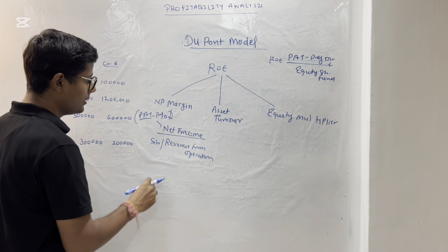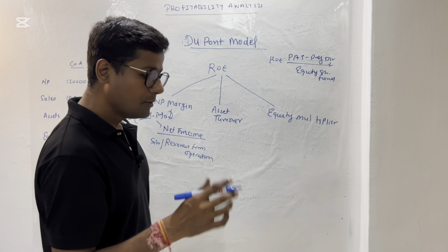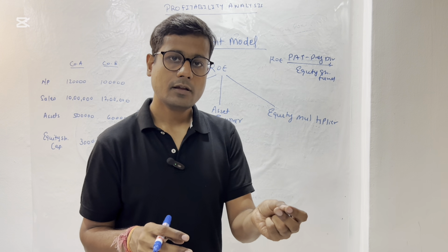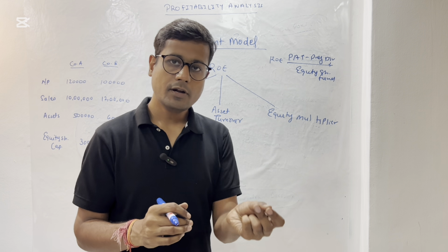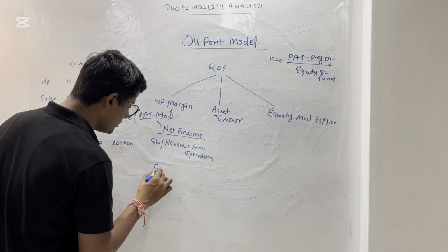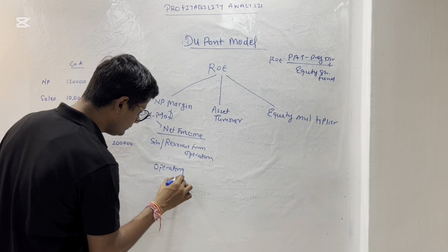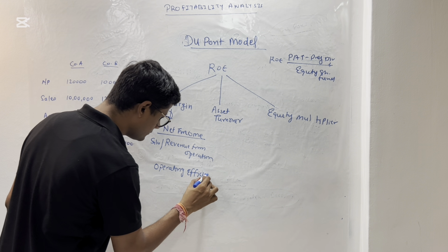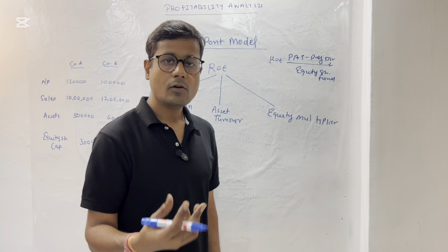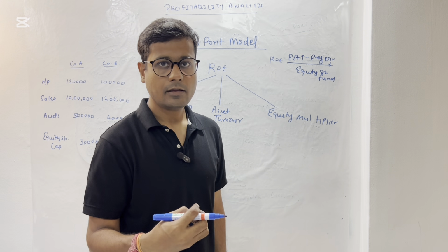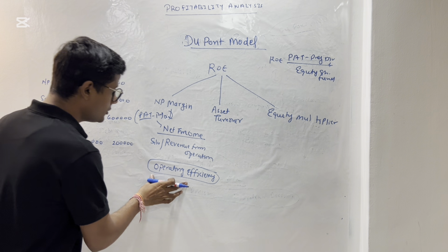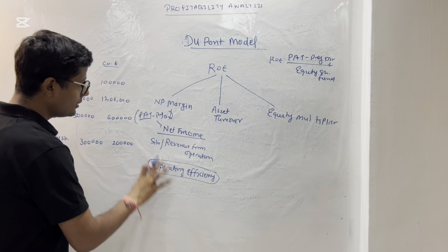Now what does this net profit margin show? It shows how much profit the company is generating from its sales. So basically it shows the operating efficiency of the company, like how the company is operating in order to generate more profit from its sales. So it shows the operating efficiency. This is about the net profit margin.